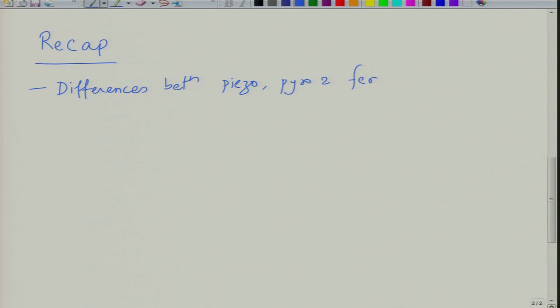So, welcome again to the new lecture of this course, Fundamentals and Applications of Dielectric Ceramics. Let us just briefly recap what we did in the last class. In the last class we looked at the differences between piezo, pyro and ferroelectrics, and the underlying basis was crystallographic basis.